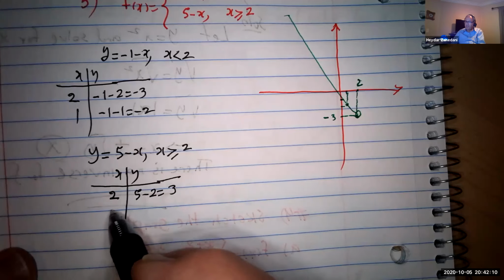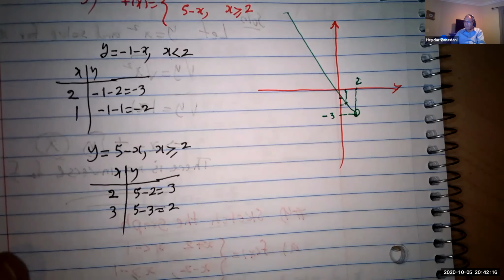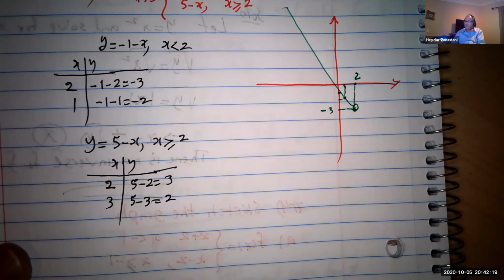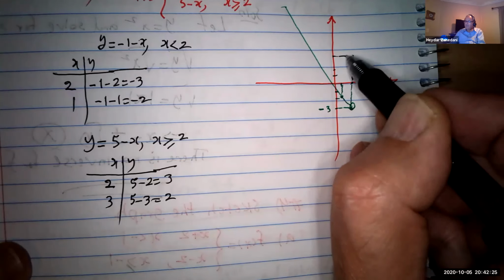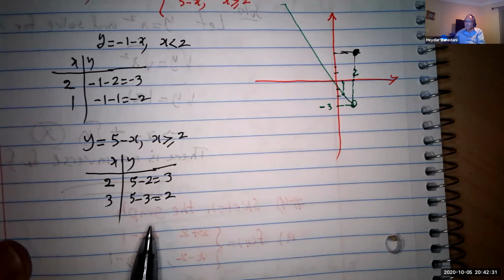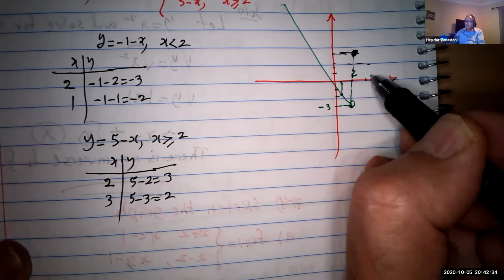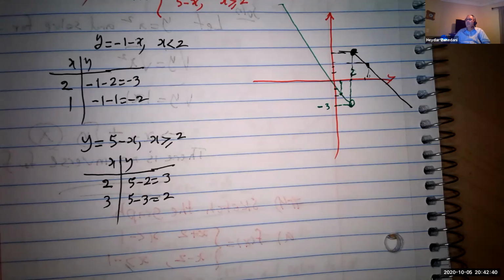And something up, like 3: it's going to be 5 minus 3, which is 2. So 2 and 3 is the point. You get the equality sign, so you make it solid. At 3 and 2, you connect and go to the right. This is going to be your graph again. I wanted to just put them together. This is going to be the second case.